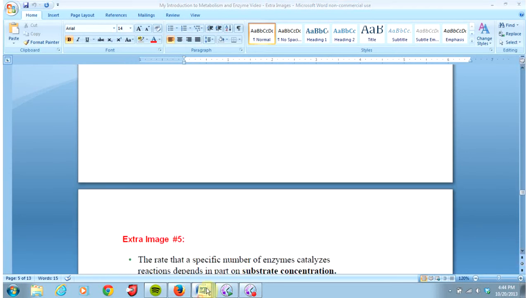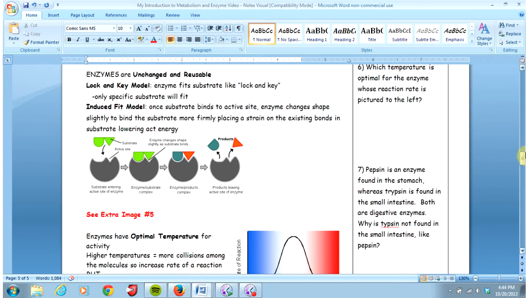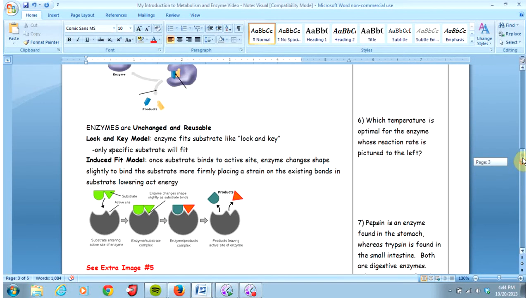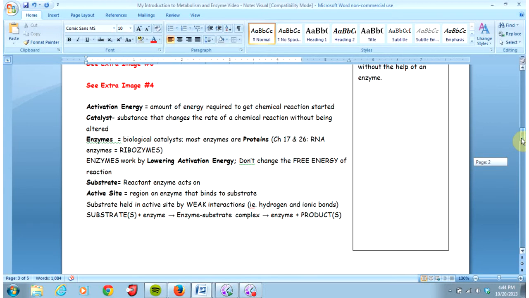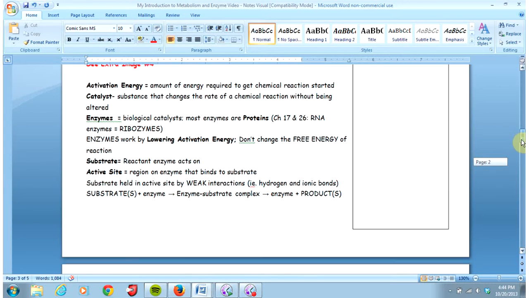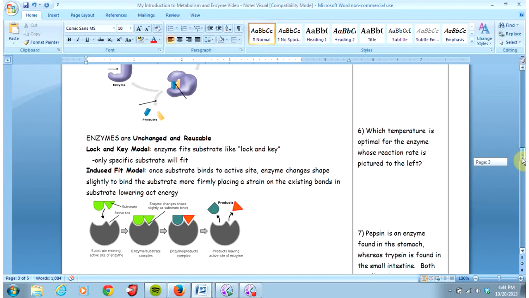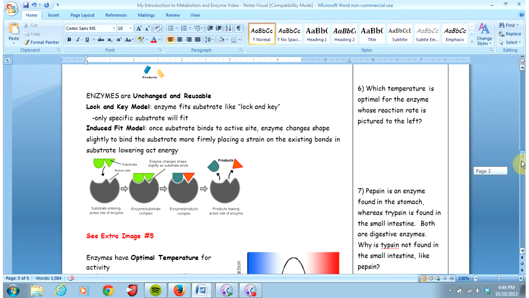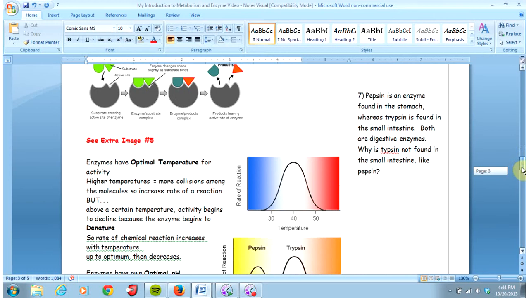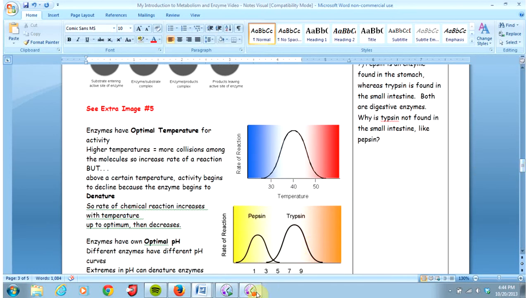Okay. So in your actual notes, I skipped through this a little bit, but they do talk about activation energy, enzymes and substrates, and the active site. At this point, we're going to start talking about certain factors in the environment that can affect the efficiency of a particular enzyme. So let's take a look at temperature.